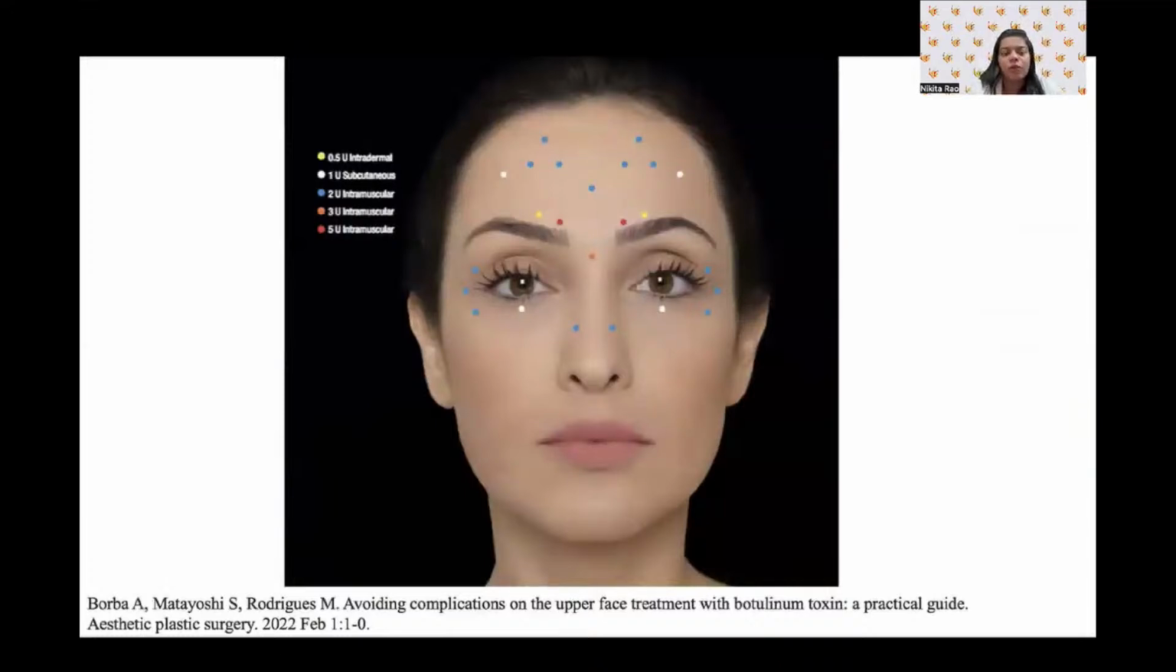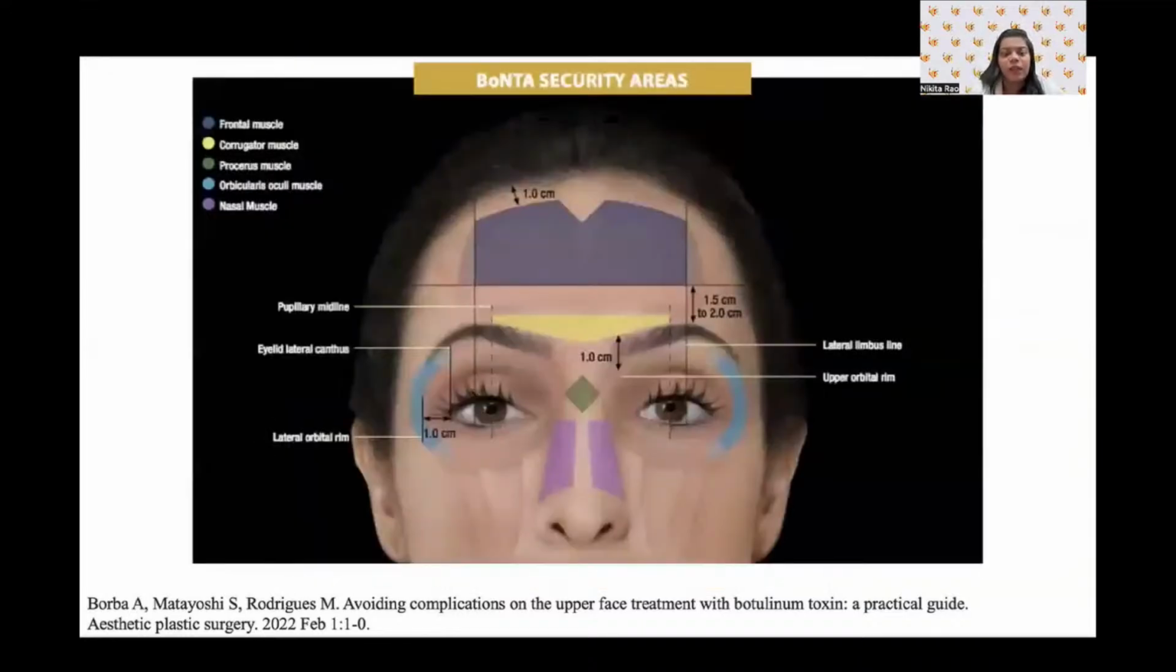So this picture shows an overall summary of the injection points and the units to be given. The yellow dot tells that 0.5 units is to be given intradermally, white is 1 unit subcutaneous, blue is 2 units intramuscular, then orange is 3 units intramuscular, then red is 5 units intramuscular. This is also again a summary picture where the safety zones for each muscle area are given.